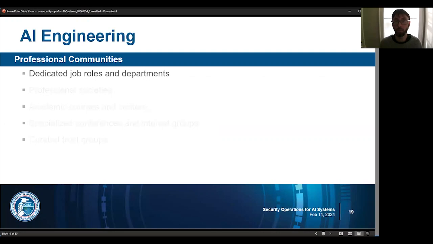So the professional community for AI engineering also has its own dedicated job roles. There are also whole departments in companies and organizations that do the ML engineering, the ML operations, the ML deployment. Those can actually be slightly separate teams that need to be integrated. You get the idea. There are also whole professional societies, AAAI, so on, right? Where professionals who do AI engineering, ML engineering, ML development, right? Get together, talk about their specific problems.